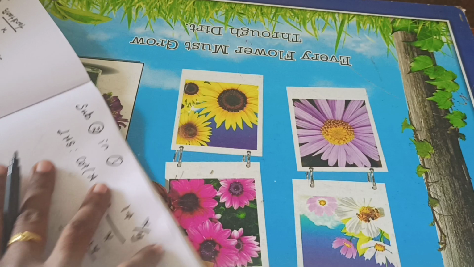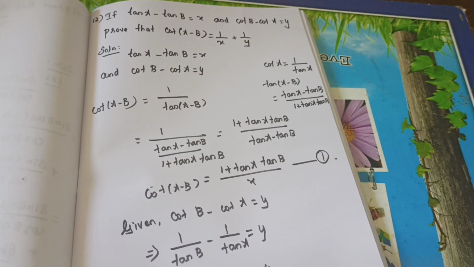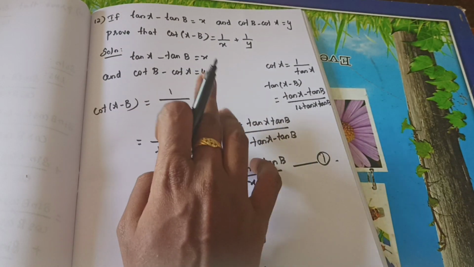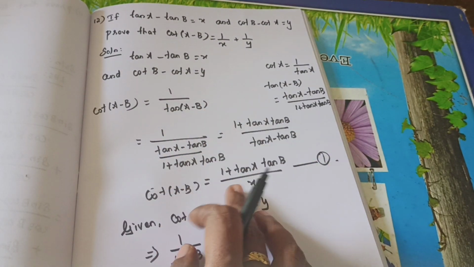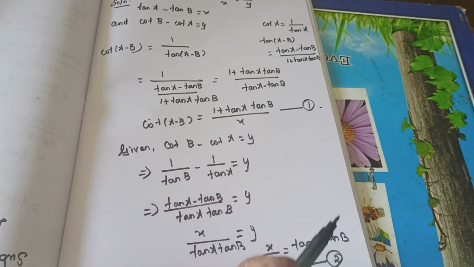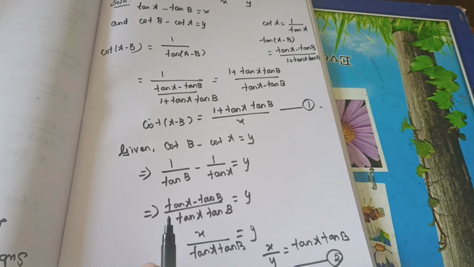Okay. Listen, very easy question. Tan A minus tan B equal to x. Cot B minus cot A is given as y. Cot A minus B, if you don't know the formula, it is 1 by tan A minus B. Substitute and form the equation. Take down the second part given, find out equation 2. Then substitute equation number 2 in 1. You will get the answer. Understand? Okay, very easy. So next problem we will do.